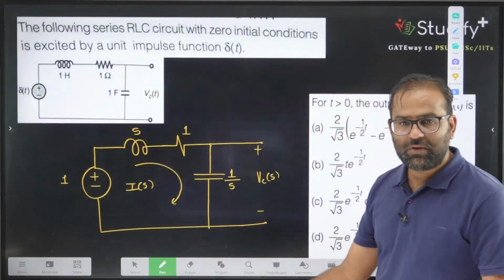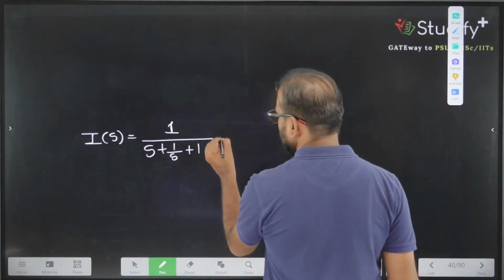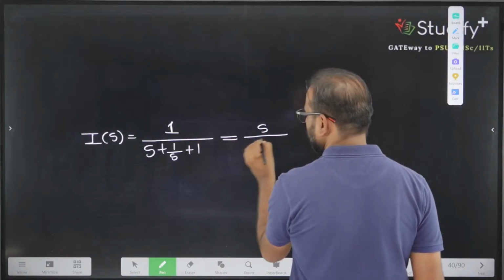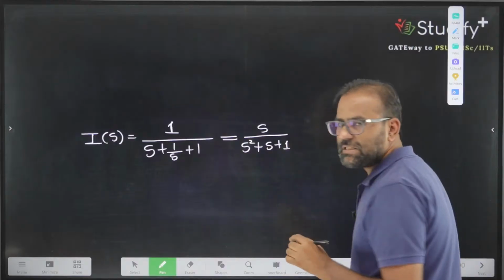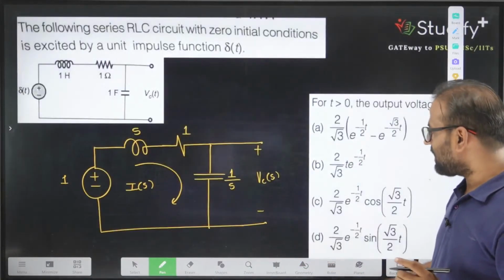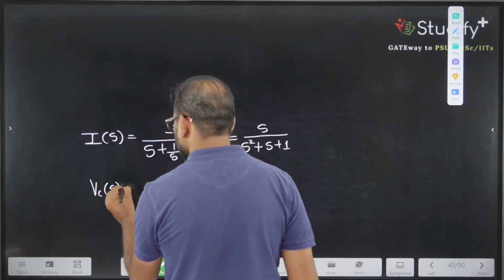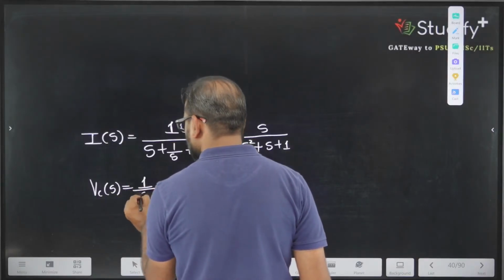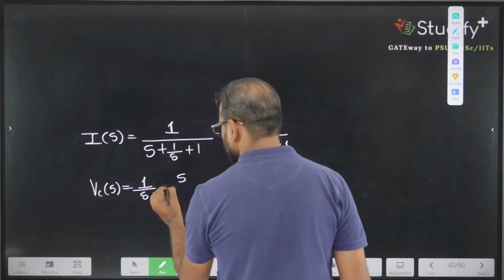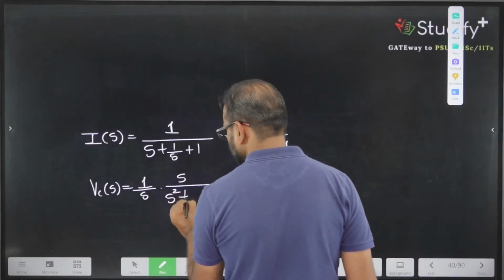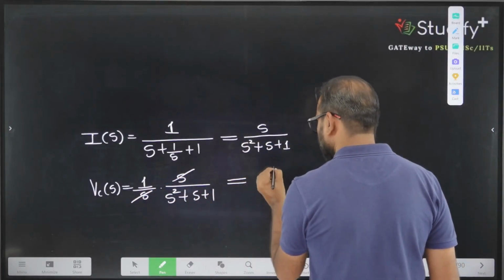You can see here we have the inductor S plus 1 by S. This is the value of I of S, and I of S can be written as S divided by S square plus S plus 1. But we are not interested in I of S. We are interested in VC of S. So VC of S can be written as 1 by S times the current, and the value of the current is S divided by S square plus S plus 1. These two variables are cancelled. So the answer here is 1 divided by S square plus S plus 1.